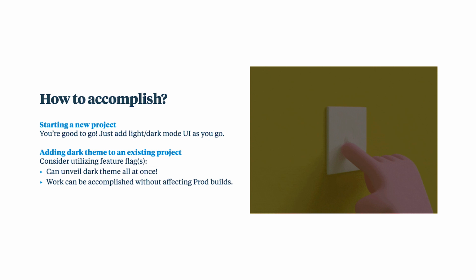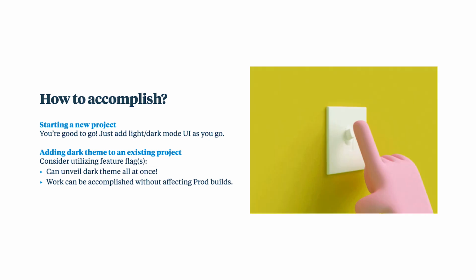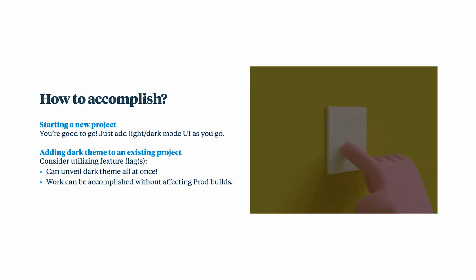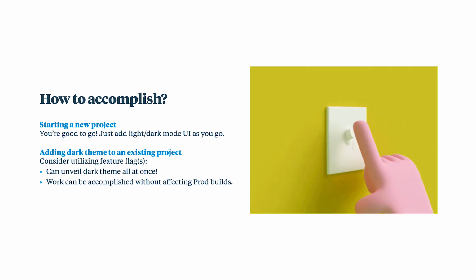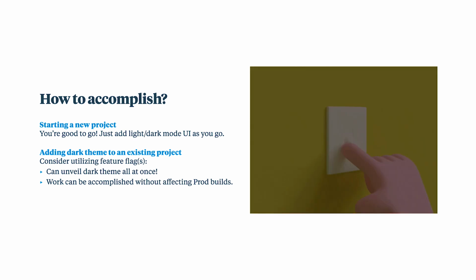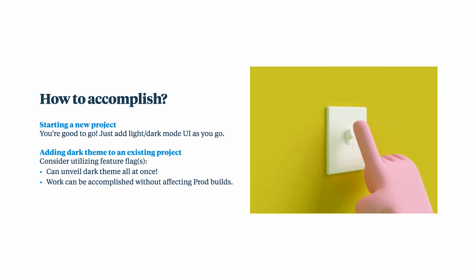Before you start playing around with colors, you'll need to determine how you want to deliver dark theme to your users. If you're starting a brand new project, you're good to go. You can add both light and dark theme UI as you go. It can be a little more complicated when you're adding dark theme to an existing application. You can release dark theme UI as it's completed, or introduce a feature flag to unveil dark theme all at once. A feature flag will also allow dark theme work to move forward without impacting production releases.